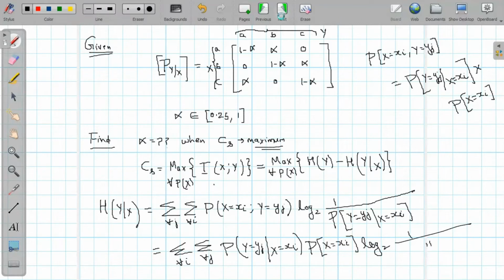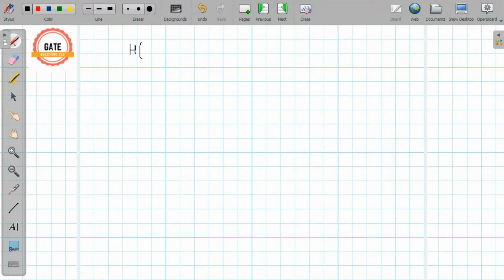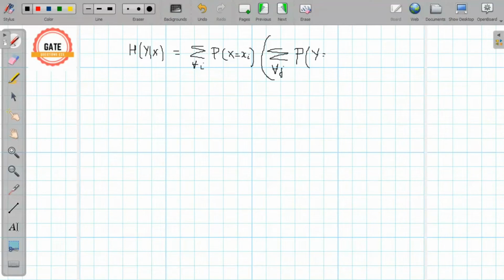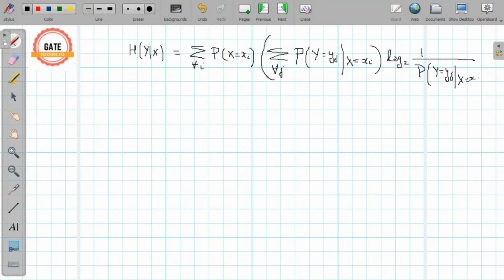I will write on next page. So we can write entropy of Y given X will be equal to summation over all values of i, probability X is equal to xi, summation bracket all values of j, probability Y is equal to yj given X is equal to xi, log 2 of 1 by probability Y is equal to yj given X is equal to xi.